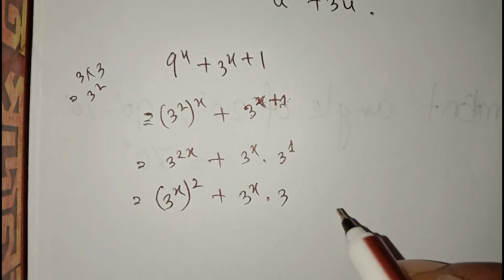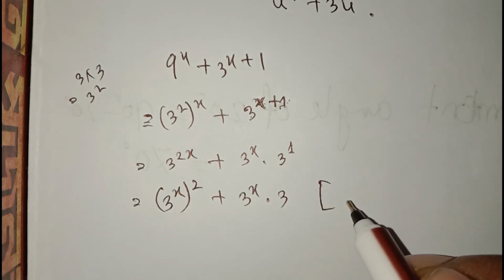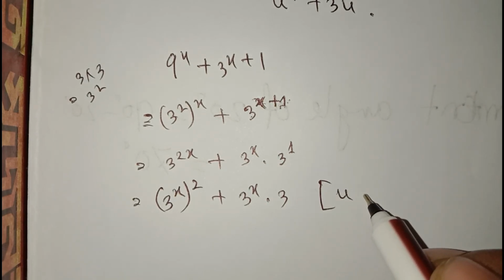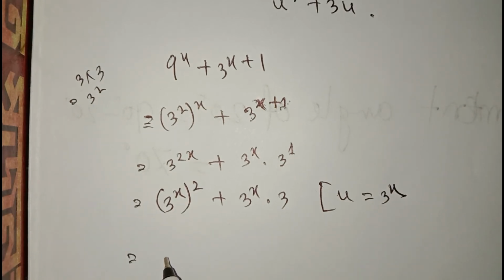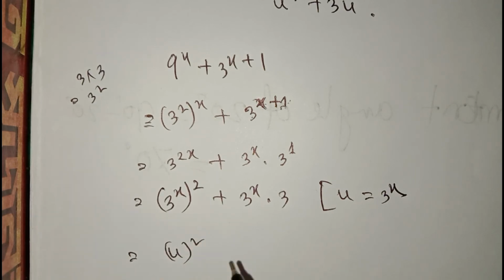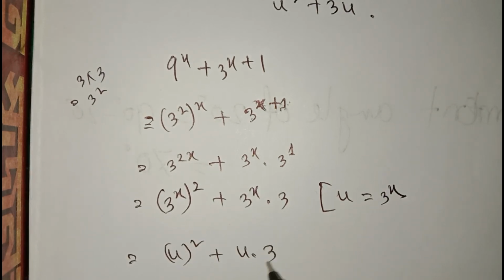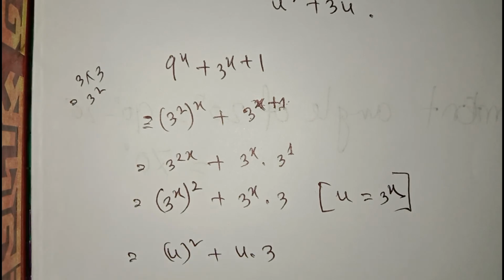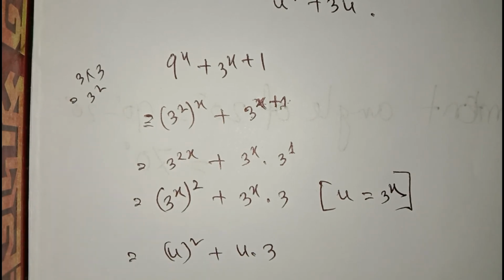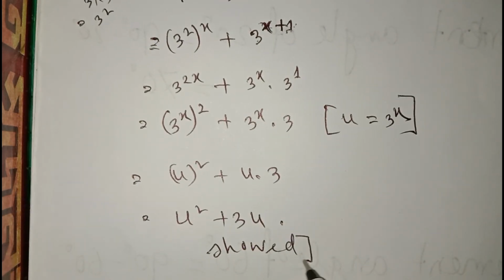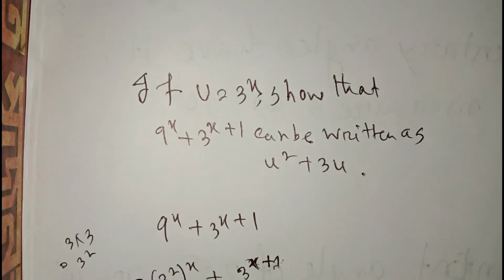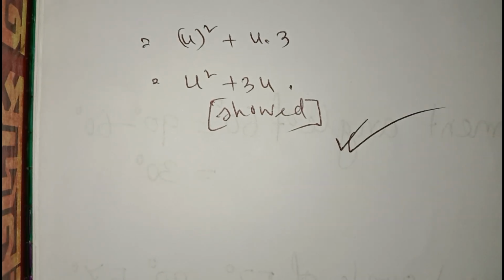Let's see. As we know, u is equal to 3 to the power x. We can use here u squared plus u multiplied by 3. So u squared plus 3u. In short, because our math wants to show that. Thank you so much.